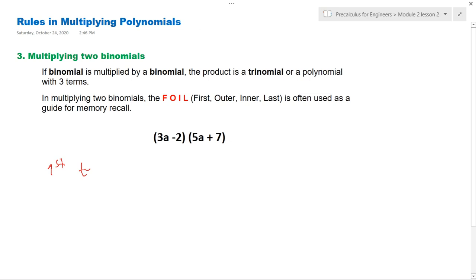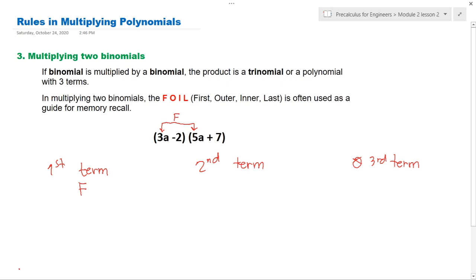First term. Sa middle, second term. Sa right side is the third term. So, for our first term, remember F. So, ano yung first term natin? So, 3a times 5a. This is our first term.